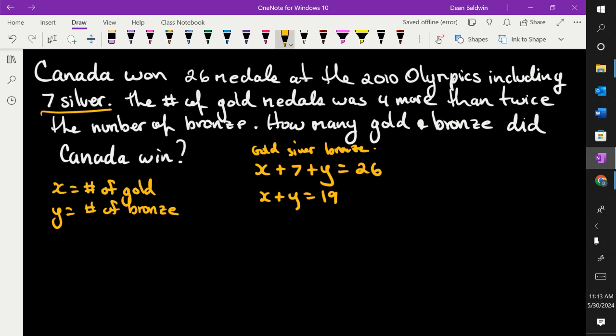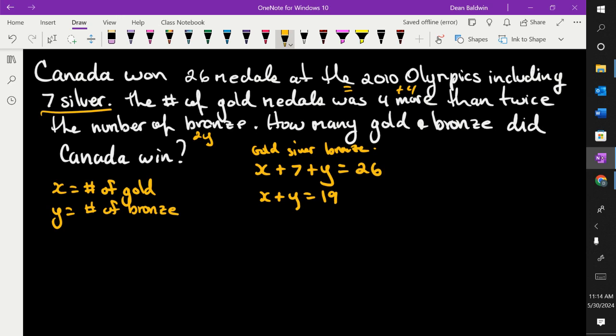Okay. Now the second sentence. The number of gold medals was 4 more. What does 4 more mean? Plus 4. Then twice the number of bronze, 2Y, because the bronze is Y. So that's going to be 2Y. And gold medals was is the same as is. Okay? So that means equals.